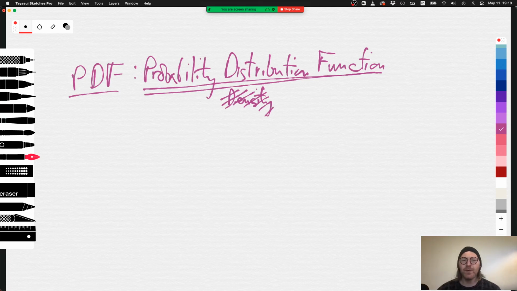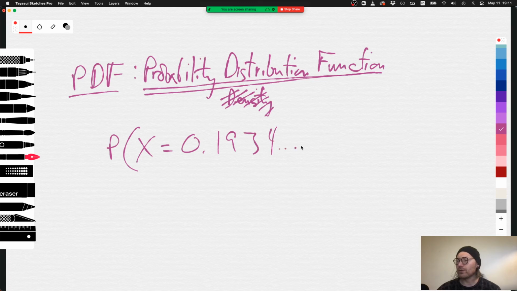Well, a PDF doesn't give probabilities for distinct values, right? It can't, because we can't do that with a continuous distribution. We cannot get the probability that x is specifically 0.1934 off into an infinite number of places. What we can do is answer questions like, we can bound this in some way.